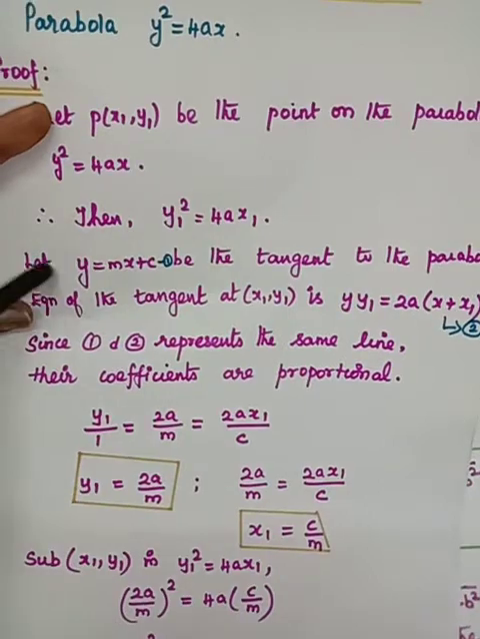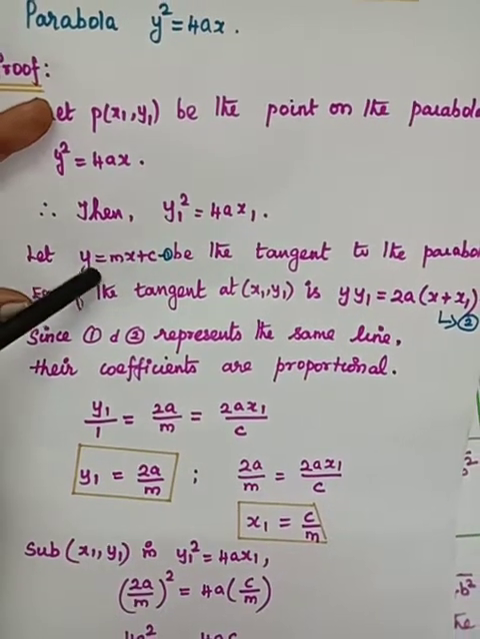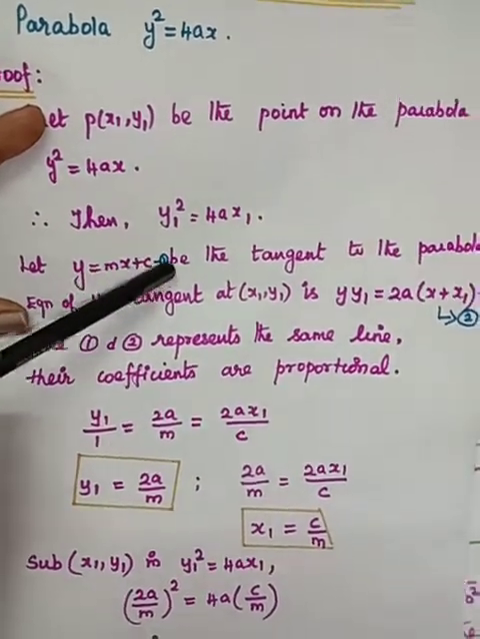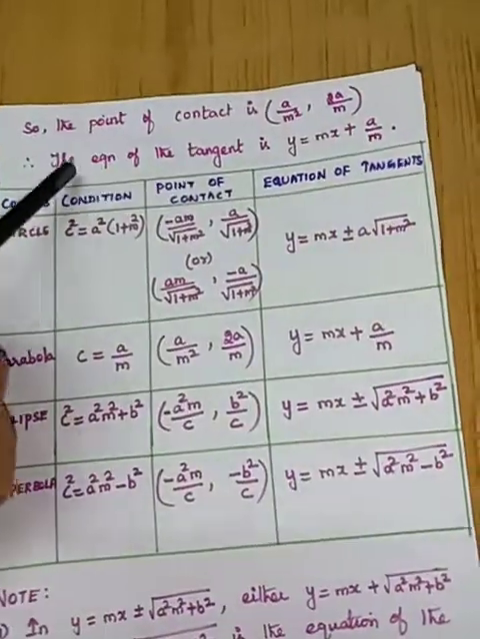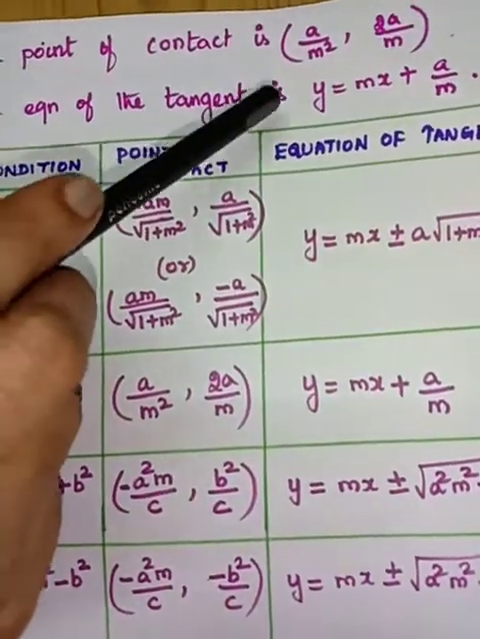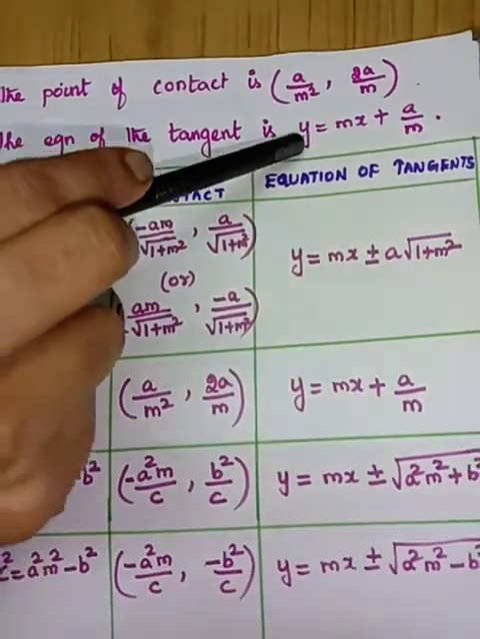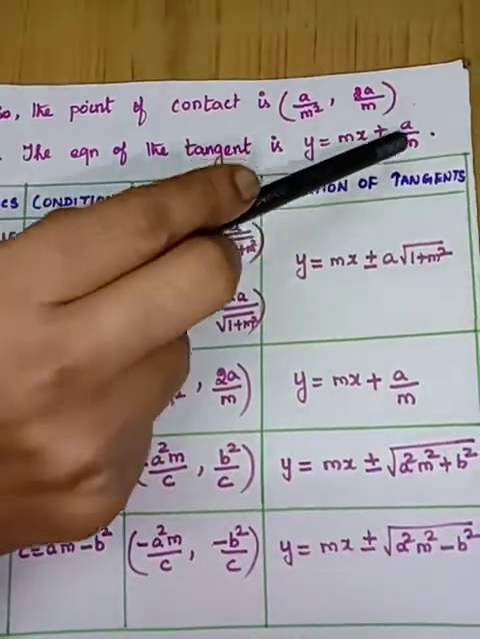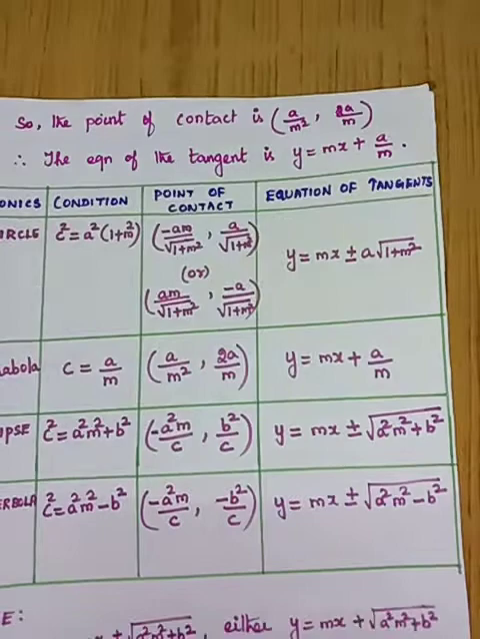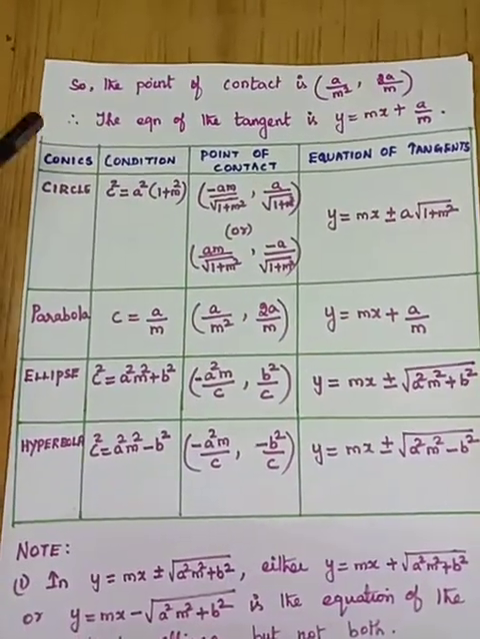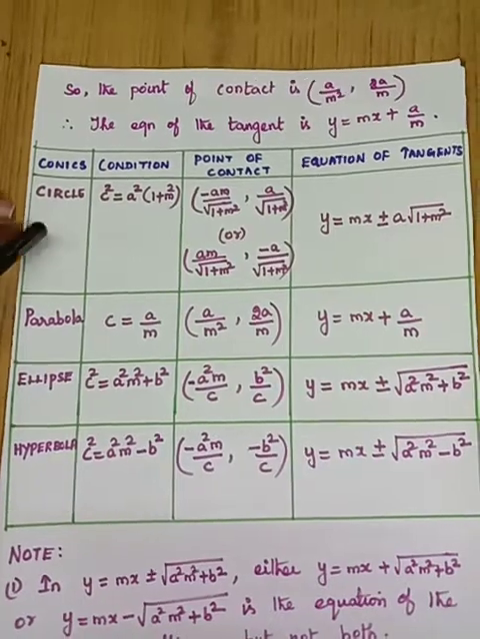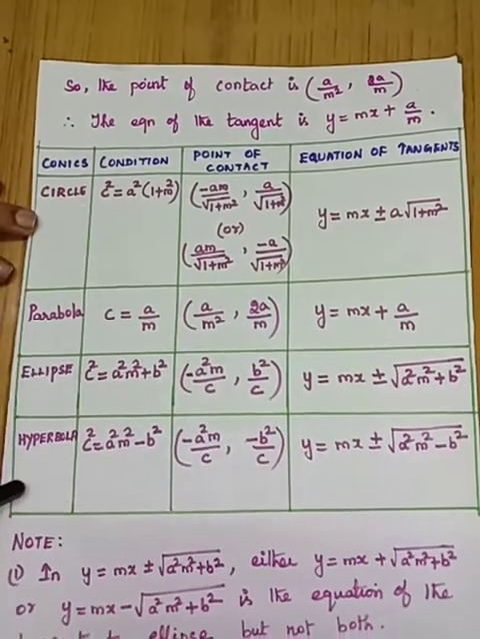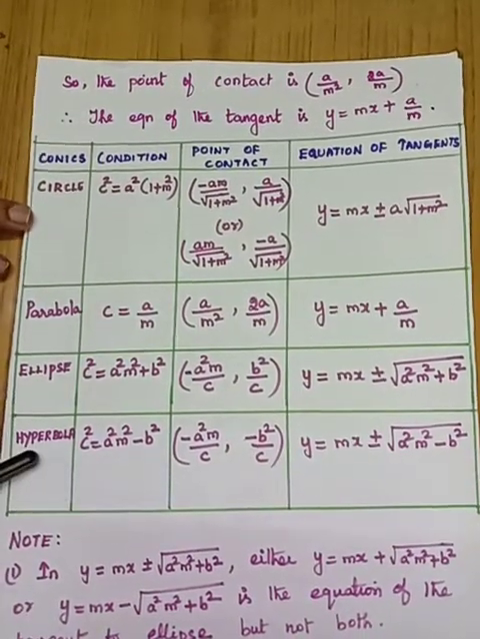Okay, so for starting itself we have assumed this is the tangent. So in the place of c you have to substitute a by m, that is the equation of the tangent to the parabola. So y is equal to mx plus a by m. The same way we can prove for ellipse, hyperbola.